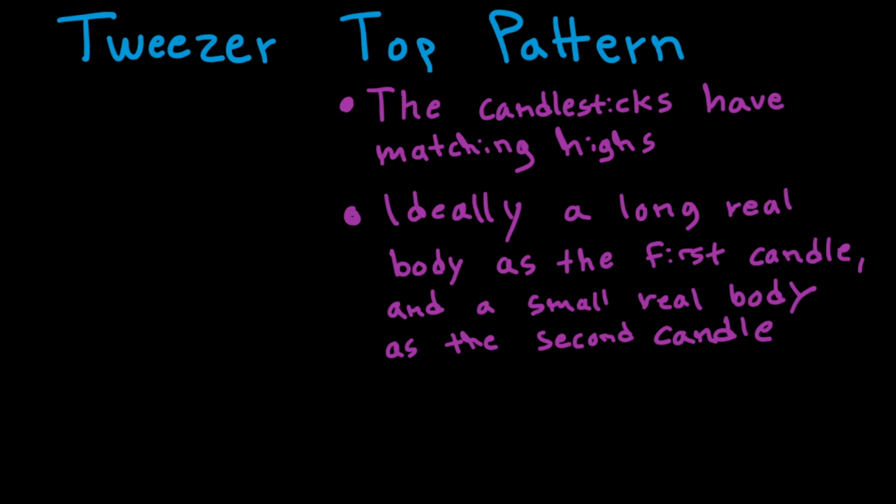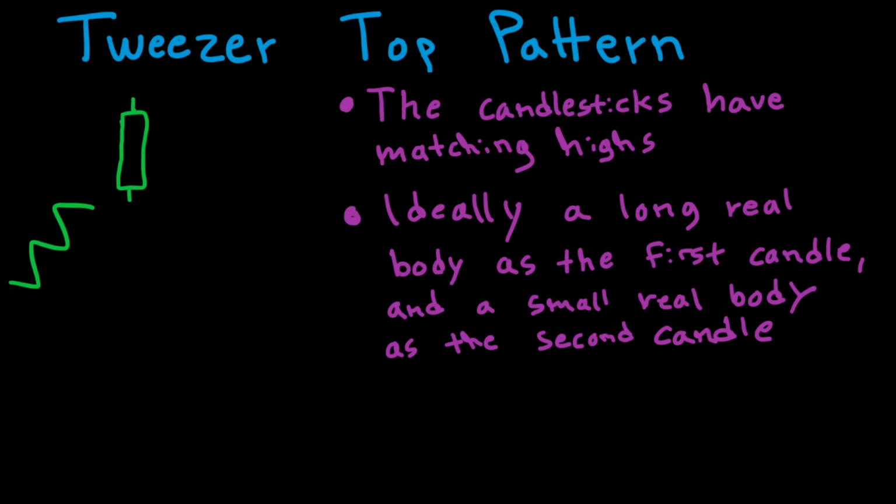we want a long real body as the first candle and a small real body as the second candle. First of all, the long real body makes the prior bullish trend more significant, while the small real body shows that the positive momentum is changing and that the bulls might be losing control. So one example of a tweezer top pattern could look like this. Prior to the pattern, we have an upwards trend. The first candle is a strong green one, might look something like this.